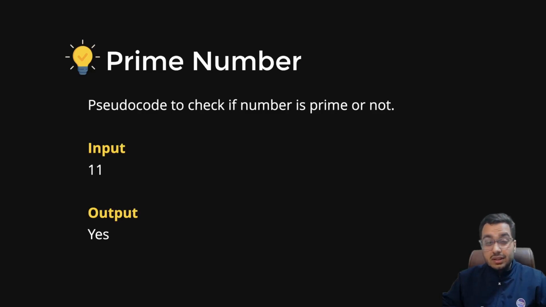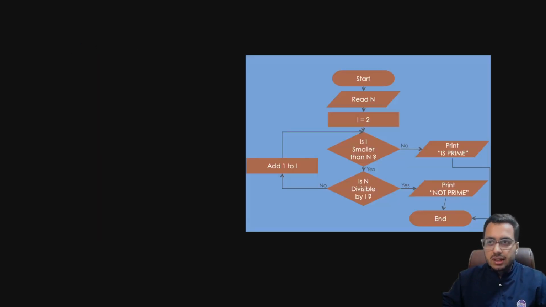Hi everyone. In this lecture we'll discuss the pseudocode to check if a number is prime or not. Let us recall the flowchart that we have drawn to check whether a number is prime or not. Now let us try to convert this flowchart into pseudocode. The first step is read n.